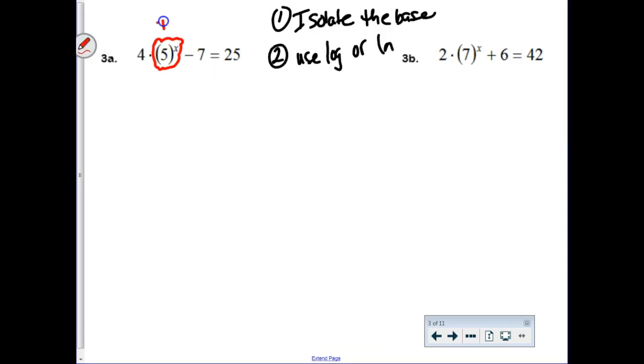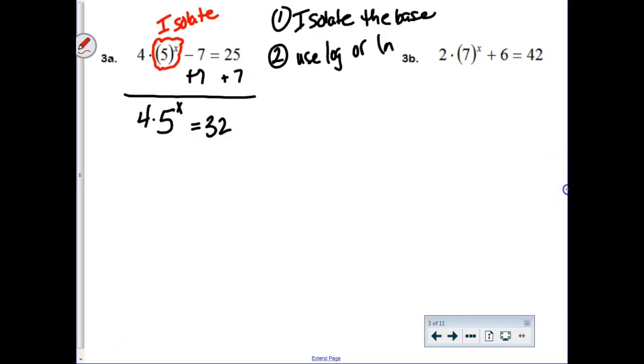So first step, I need to isolate this base component using a little algebra. So I'm going to add 7. My handwriting's a little rough today. All right, 4 times 5 to the x power equals, I can add 32. Now remember, you cannot multiply this 4 and 5 together. You're going to just leave it alone. We're going to divide by 4. So now I have 5 to the x power equals 8. So surely I can't use the baby base method. 5 and 8 do not have any sort of common bases there.